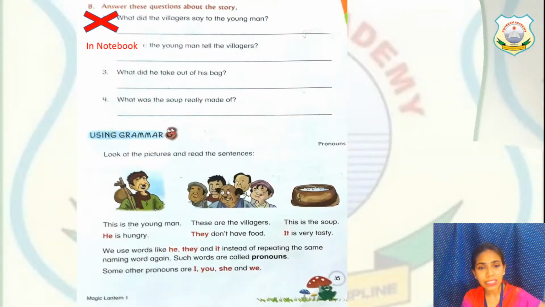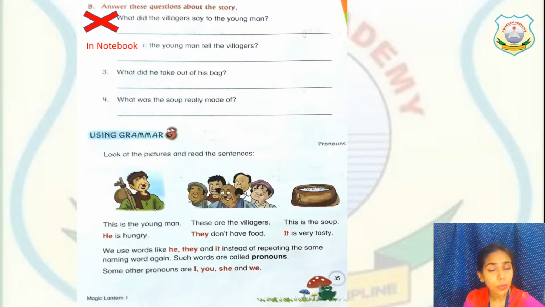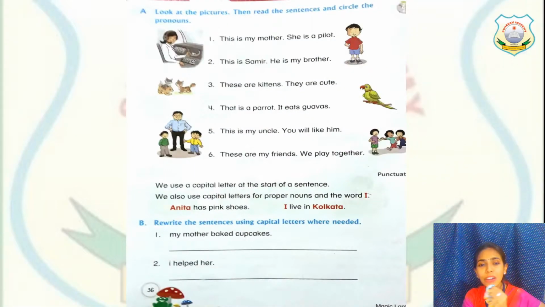Now the next exercise. Here the question answers we have not done in the book. We have done it in our notebook, right? So now the next page, here in this book exercise, look at the picture, then read the sentence and circle the pronouns. What I told you, the words that come instead of the nouns, instead of the names, are called pronouns. जो word किसी के नाम की जगह आता है उसे हम pronoun कहते हैं, right?